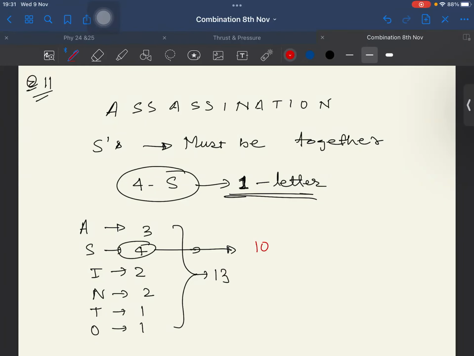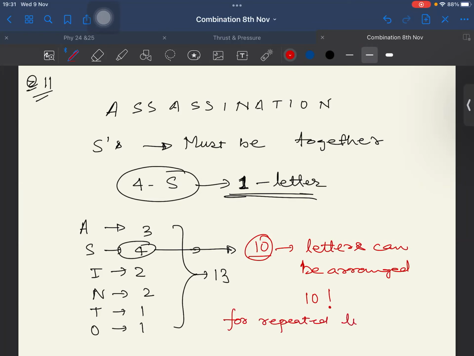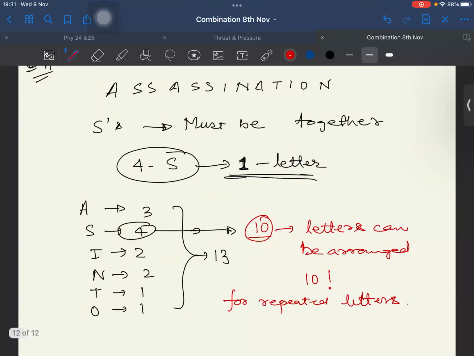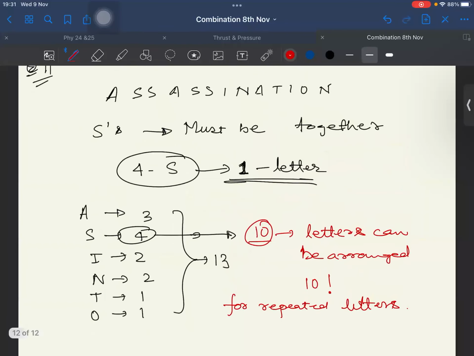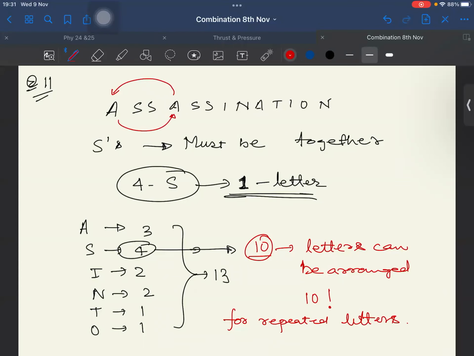Now what do we do? These 10 letters can be arranged in how many ways? 10 factorial ways, right? But there are repeated letters as well. For repeated letters, how can we eliminate those similar words? If you write this A here or this A here, the word will remain the same. It doesn't matter.